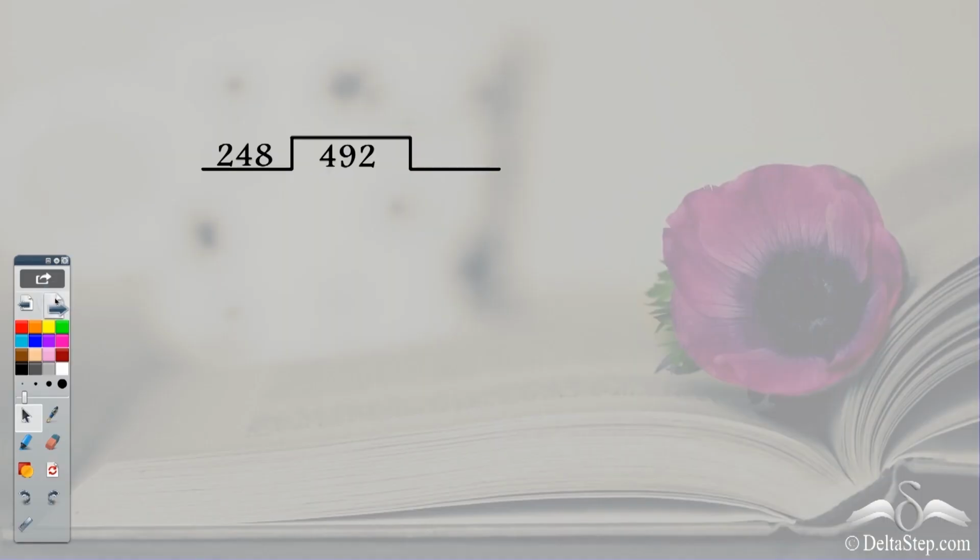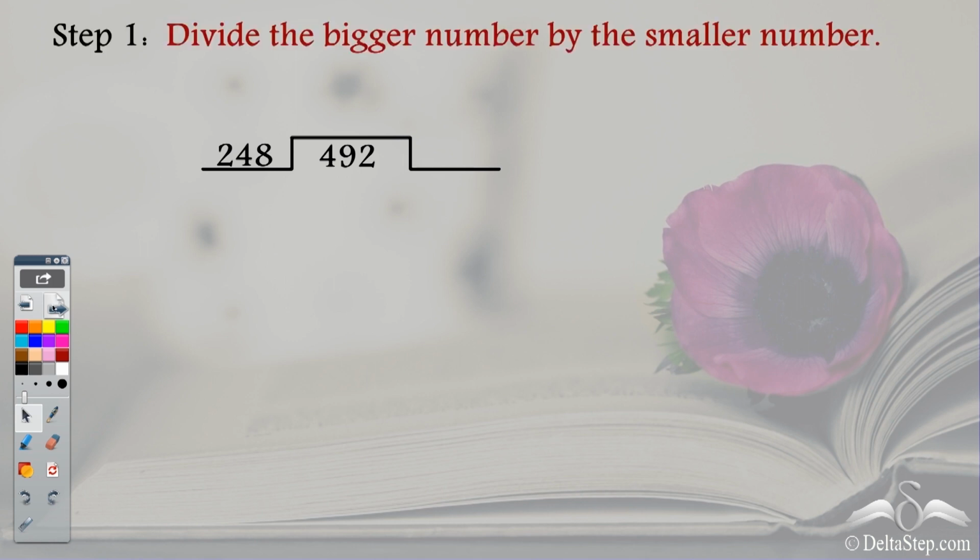So 248 needs to divide 492. This is the first step. So step 1 of this method is divide the bigger number by the smaller number. Over here the bigger number is 492 and the smaller number is 248. So I need to divide 492 by 248. So this is the divisor and this is the dividend.